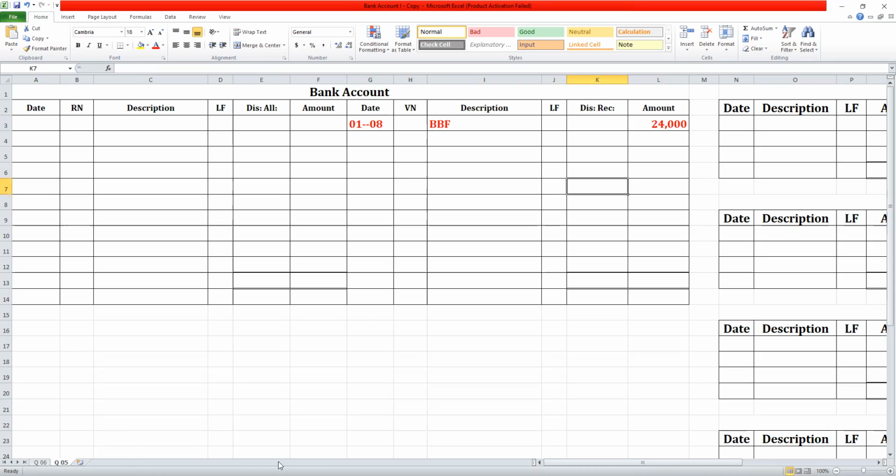Right? Good. Let's continue now. On 6th of August, we have issued a check to pay Janit, check number 1236, including the check number also. Amount of the payment is 23,000. Bank account credits.